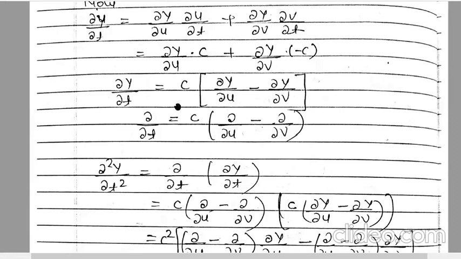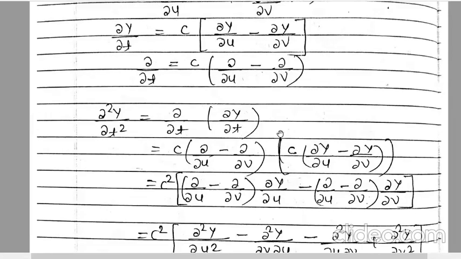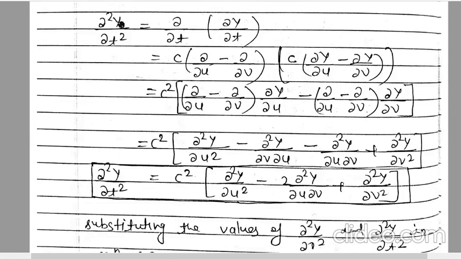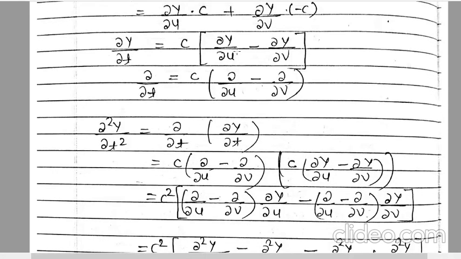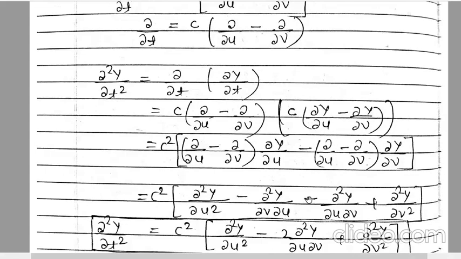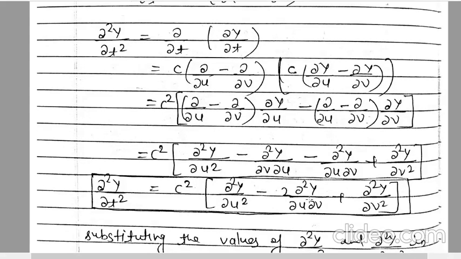So after solving this, you are getting ∂y/∂t is equal to c and this value, right? Now, you can write ∂/∂t is equal to c and this bracket. Again, second derivative with respect to t. So ∂²y/∂t², you can write it ∂/∂t of ∂y/∂t. So we know that ∂/∂t value is this one and ∂y/∂t value is this one. So just write all these values and same method.